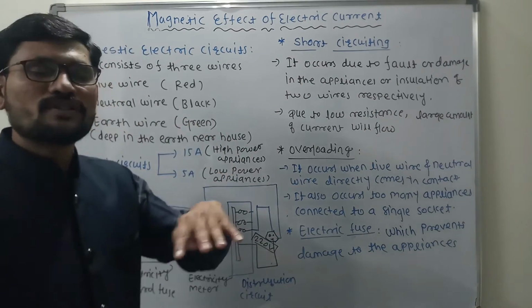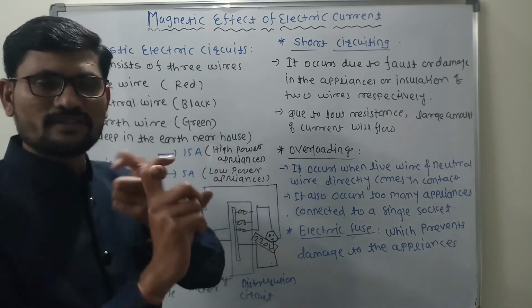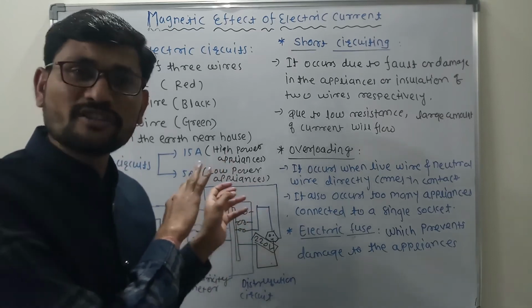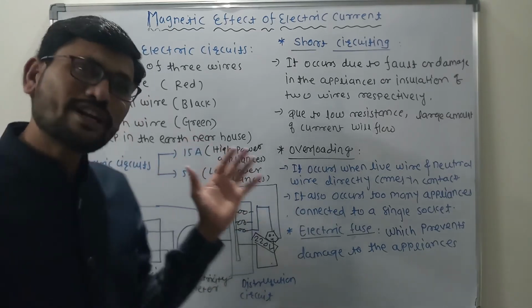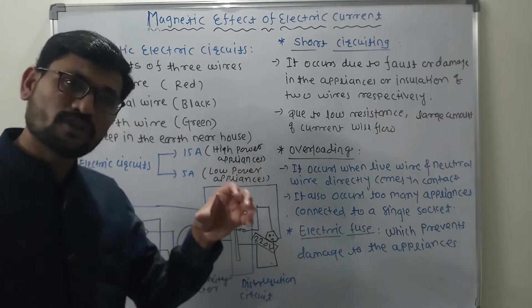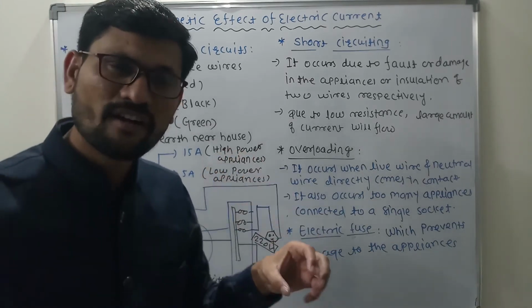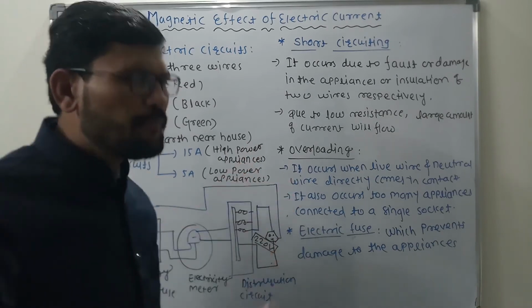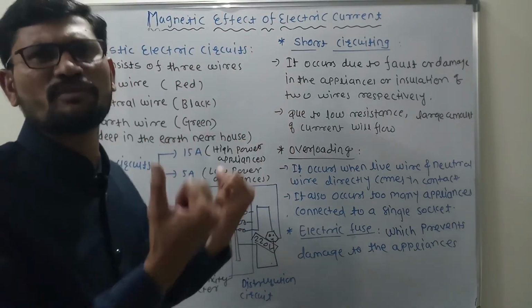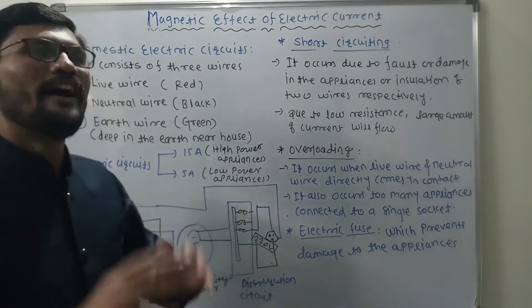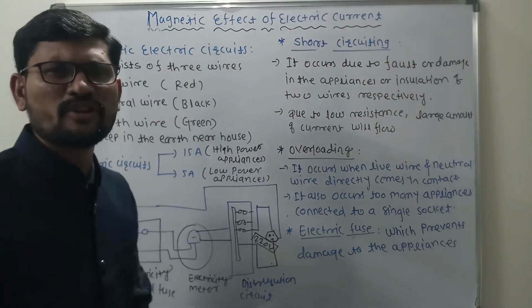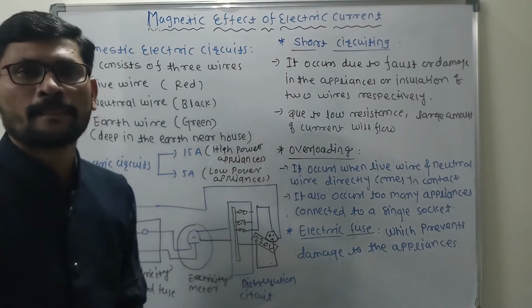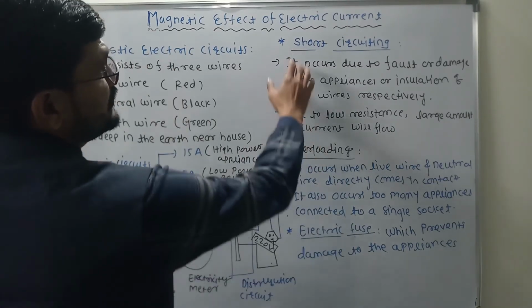At that time, when these two wires come in contact, it provides low resistance. If low resistance is provided at that point, what will happen? The current will increase suddenly. Immediately the current will reach the maximum value. Clear? And it damages whatever things are in that premises. That is what short circuiting is.